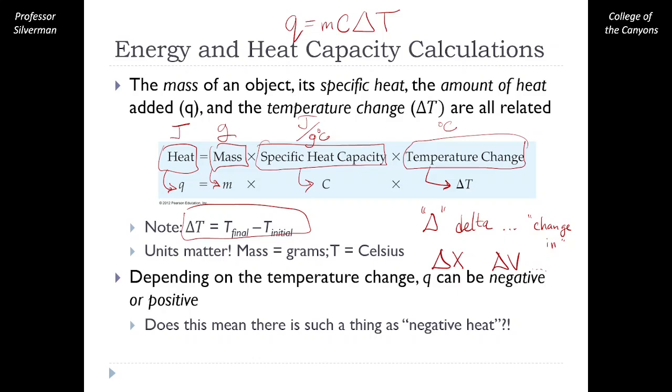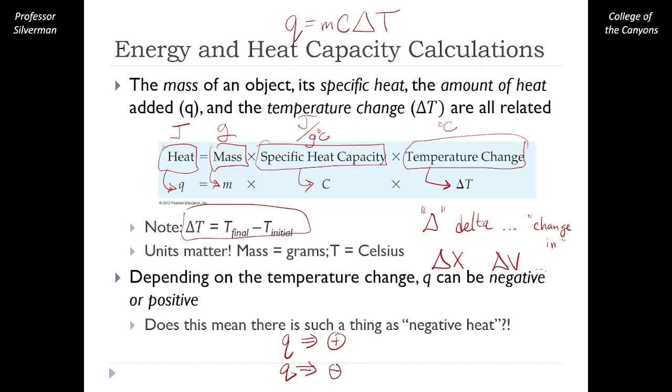When we're doing these calculations, our mass is always a positive number. Our specific heat capacity is always a positive number. But our change in temperature can either be positive or negative. Because of that, our Q value, our heat, could either be positive or negative.